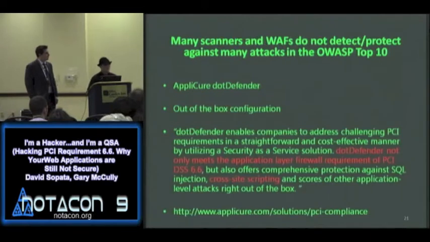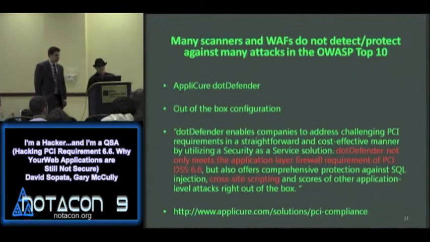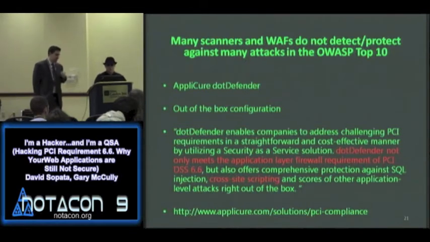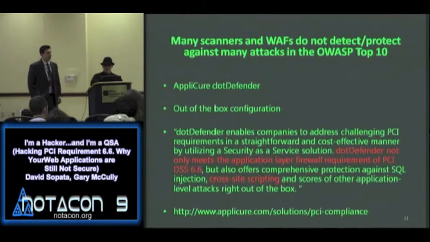All right, so let's talk about Dot Defender. Maybe this one was a little bit better, right? So, you know, I got this actually from their website. They said Dot Defender not only meets the application layer firewall requirements of PCI DSS 6.6, but also offers comprehensive protection against SQL injection, cross-site scripting, and scores of other application-level attacks right out of the box. So again, we're talking about right out of the box. We're not talking about after a week of configuring and whitelisting parameters. They're saying out of the box it provides this type of detection, right? So how did it hold up?